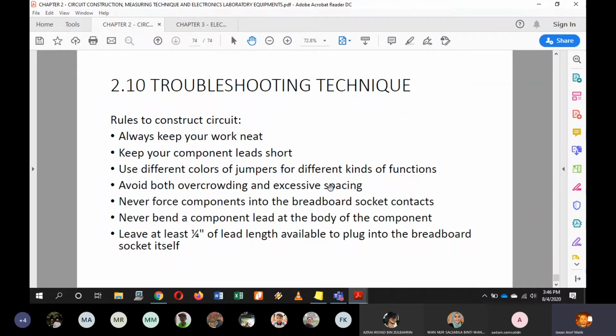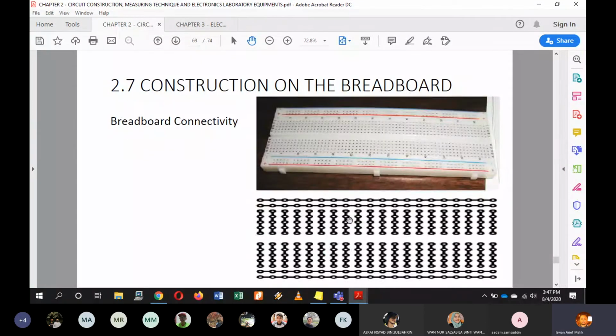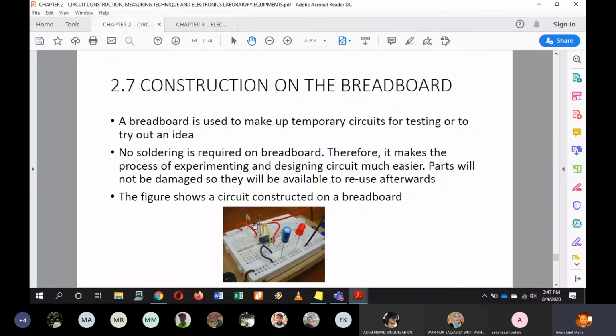Okay, just sedang-sedang sahajalah. Never force components into the breadboard socket contacts. So jangan, if you try to place a pin of your resistor into the socket but it couldn't go through the slot, never force them. Just do it gently lah, masukkan dia. Kalau tak boleh, use another slot. Okay. Never bend a component lead at the body of the component. So ini nanti kita akan tengok next slide. Means that I'll show you an example. For example, okay, this resistor lah.